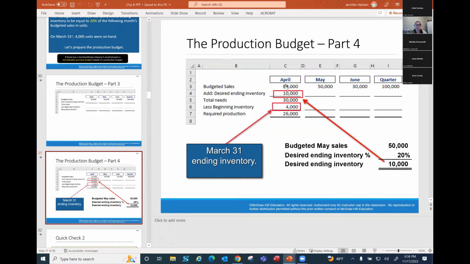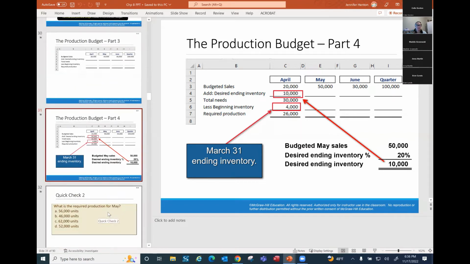So if I'm planning to sell 20,000 units and I want an extra 10,000 going into May, my total need is 30,000 units. Well, they gave us some information. They told us that at March 31st, we had 4,000 units on hand. So I don't need to produce the entire 30,000 because I already have some that rolled into the month from the previous month, 4,000. So my required production is 26,000 units. Then we're just going to do that for May and for June as well.